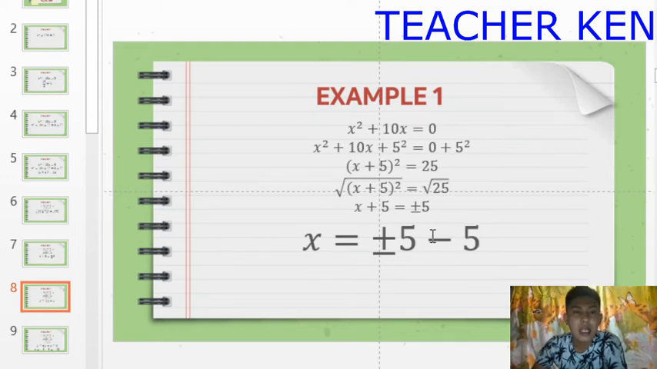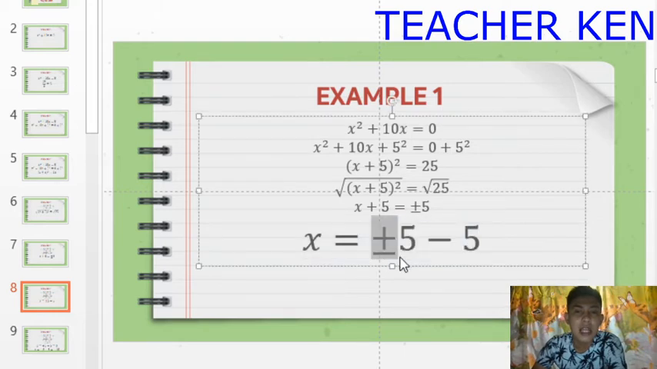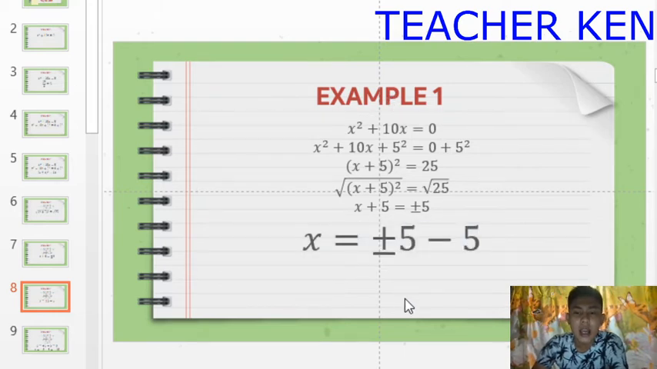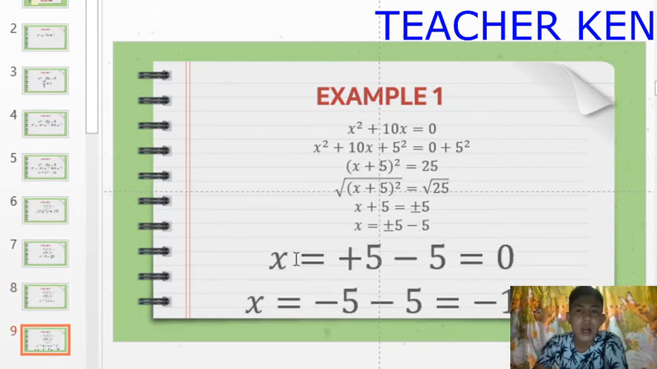Ang next natin gagawin is we have to separate the plus sign at saka yung minus sign. Paano yun siya? We have here, so x is equal to plus 5 minus 5 is equal to 0.